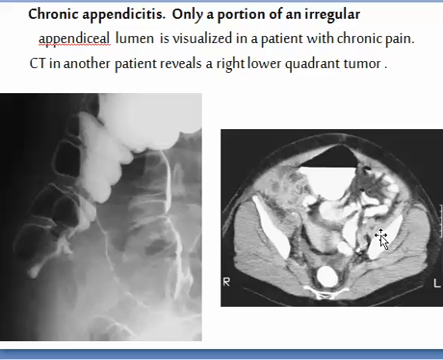Chronic appendicitis: only a portion of an irregular appendicular lumen is visualized. In a patient with chronic pain, the CT in another patient shows a right lower quadrant tumor-like process, which could be a tumor, could be appendicitis. So appendicitis can show obliteration with mass effect and soft tissue tumefaction with air, or it can show in CT as soft tissue tumefaction, and the differential diagnosis is a tumor.